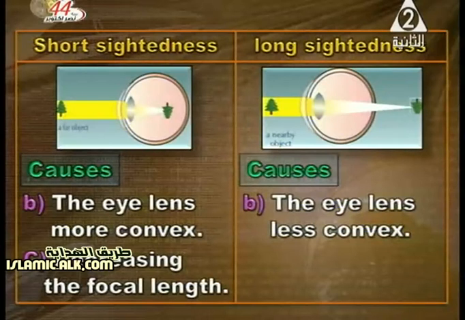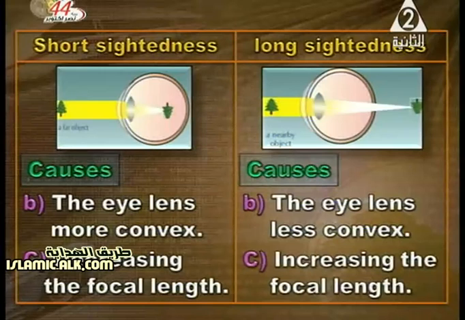Also, when the eye lens is more convex, the focal length of the lens is decreased, while when the eye lens is less convex, the focal length of the lens is increased.